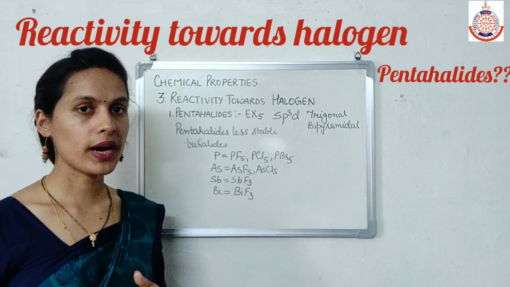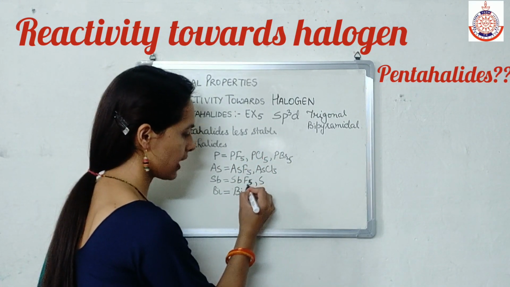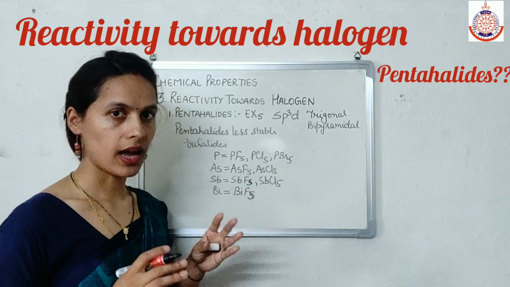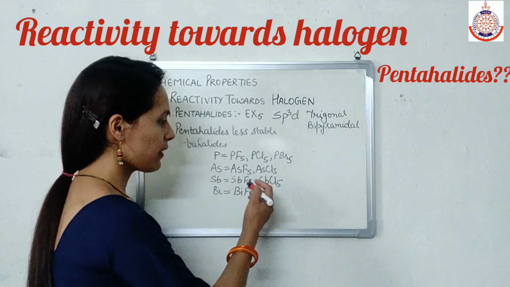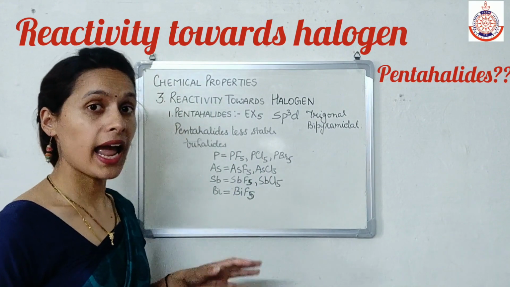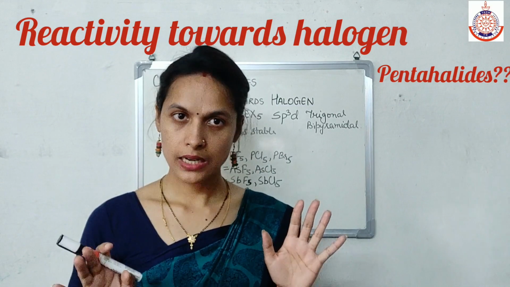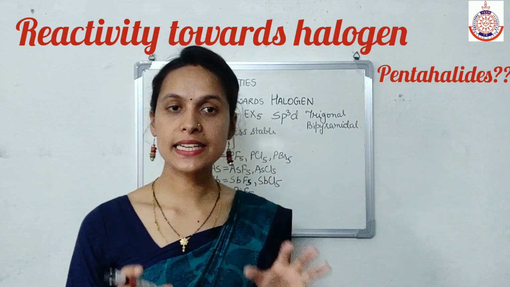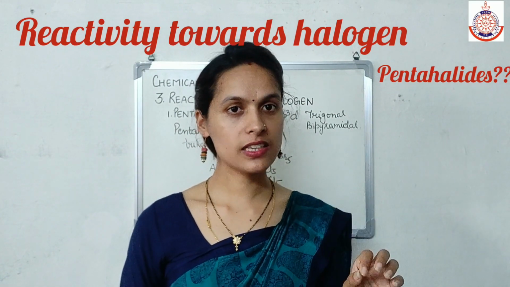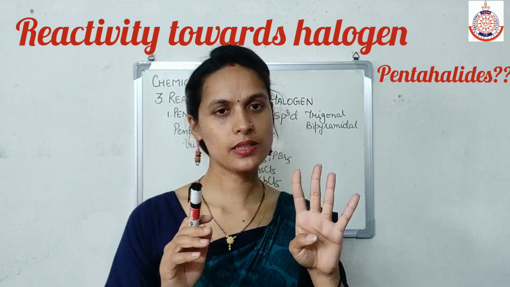If we talk about chlorides, those of phosphorus, arsenic and antimony are stable. If I talk about bromides, only that of phosphorus is stable, and not even the iodide of phosphorus is stable. Clear? We are saying that pentahalides are less stable than trihalides. And because of this reason, we have pentafluorides of phosphorus, arsenic, antimony and bismuth.